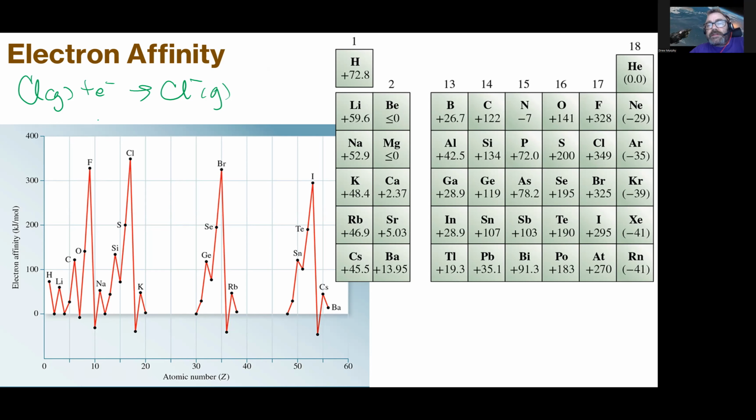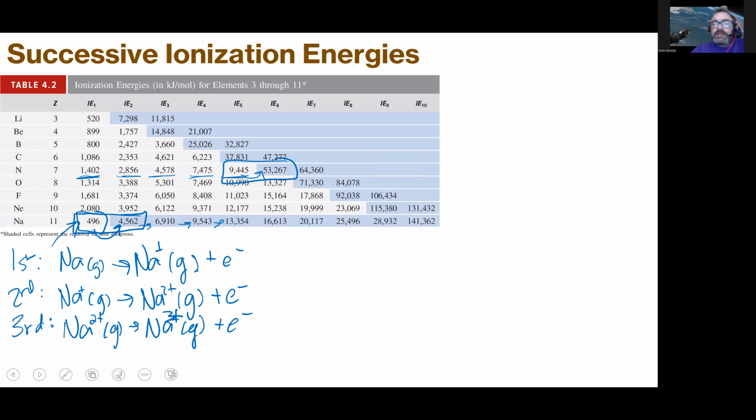Now you'll notice here all these values are positive. Did they have negative values on this? No, they didn't. Not gonna stress.